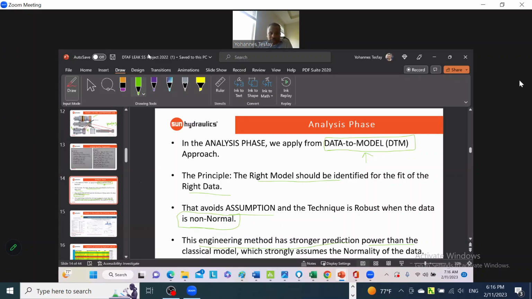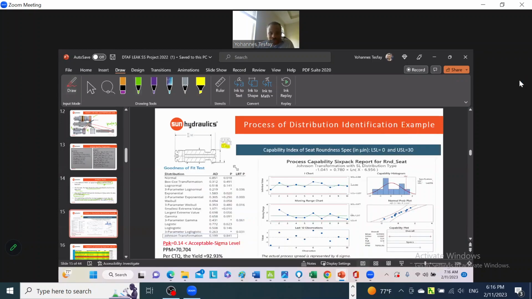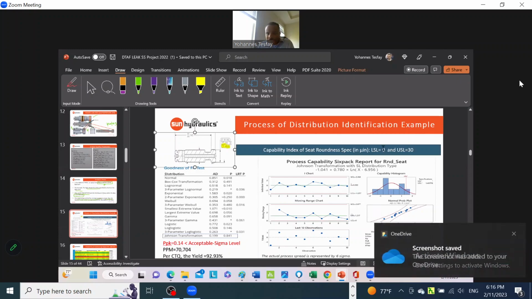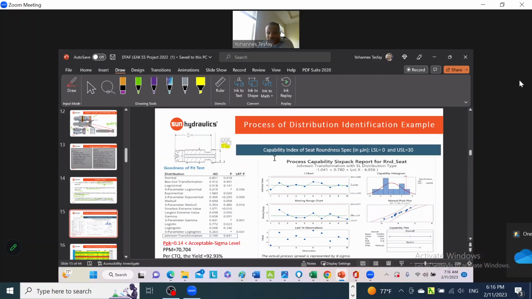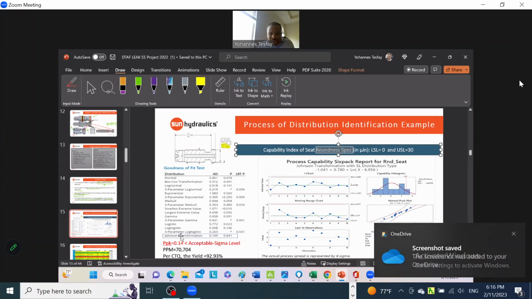So now I'll show you here. This part we already discussed earlier. This is the sleeve. Now this is the process capability index for roundness. So what we find is, for PPK first, when we look at the distribution, it's not normal, and we found the Johnson transformation is the best fit.